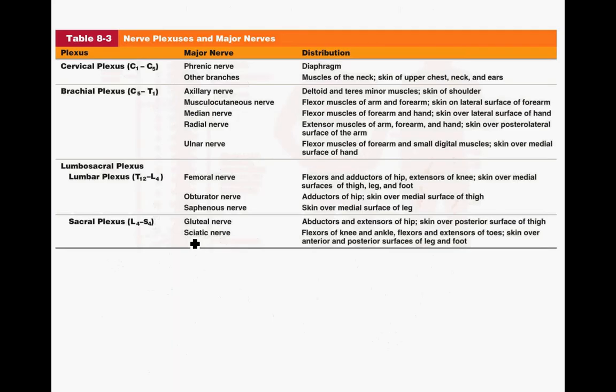So this table here summarizes a lot of information that might be helpful. I'm not sure that you need to copy down every last little thing, but it's showing you the name of the plexus, and then which major nerves are associated with that plexus, and then the distribution or the innervation that those nerves are going to serve.